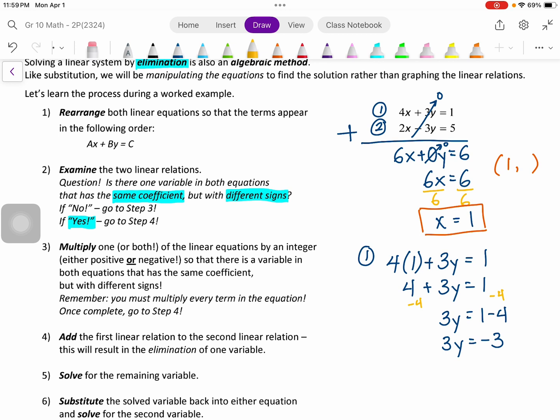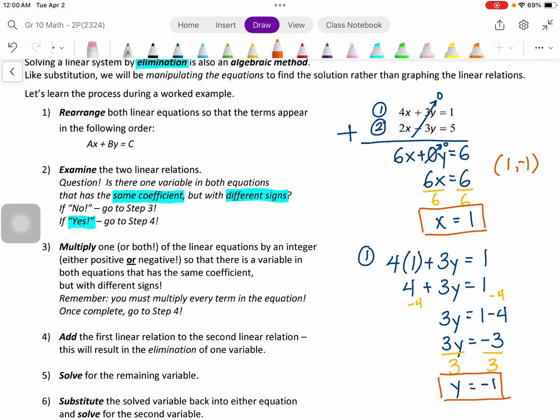And the next step is going to be to get rid of our coefficient, the 3. So that's a multiplication of 3. The opposite is to divide by 3. 3y divided by 3 is y, and negative 3 divided by 3 is negative 1. So I've now solved for the y coordinate of my solution, and that is negative 1.